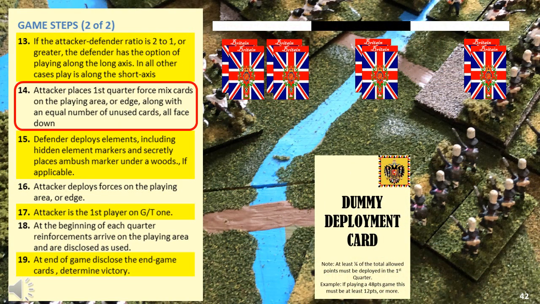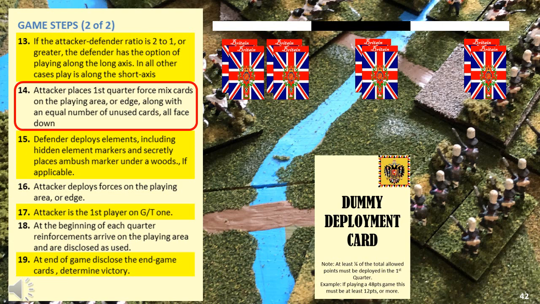Now we come to the actual deployment. The attacking player places his force mix cards face down on the playing area, that is the force mix cards which will be arriving in Q1, in the 1/3 segment of his player edge he will be deploying or entering. Each playing edge is divided by 3, left, centre and right. Cards need to be clearly placed into one of these 3 segments.